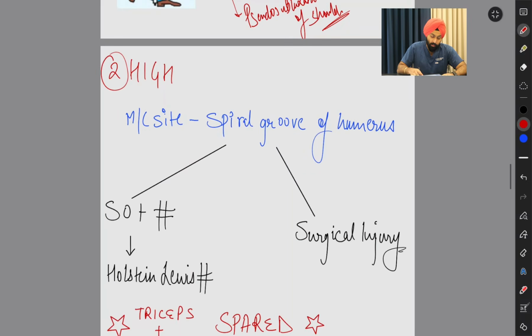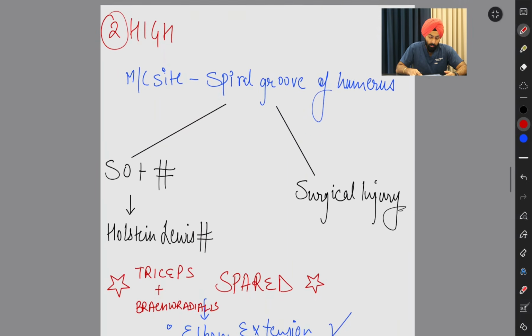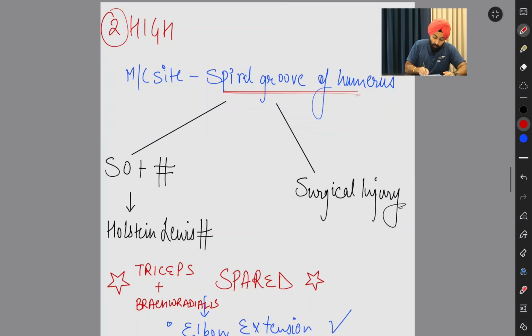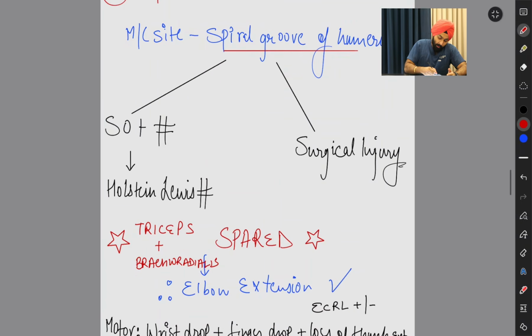So now we're going to discuss the high radial nerve injury. The most common site is the spiral groove of the humerus, and the most common example are the shaft of humerus fractures, as well as any iatrogenic or surgical injury caused at the time of distal humerus fracture fixation, nerve exploration, or even traumatic. Okay.